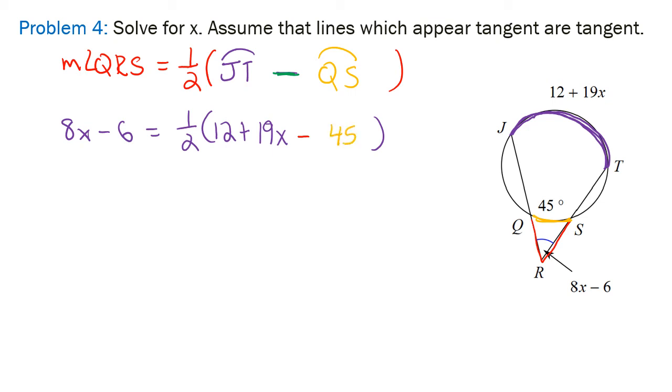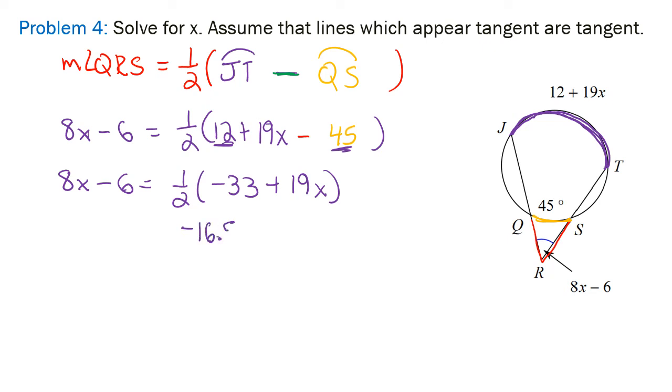We go ahead and combine like terms. 12 minus 45 is going to give us negative 33. So our equation would now look like this, since we've combined 12 and the negative 45. So now we can distribute the 1/2. So negative 33 divided by 2 will be negative 16.5, and 19 divided by 2 is going to give us 9.5x.